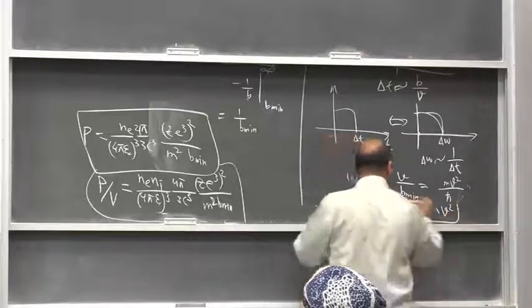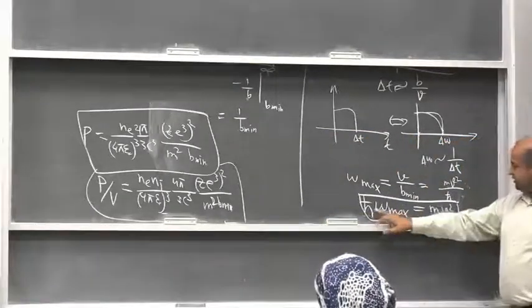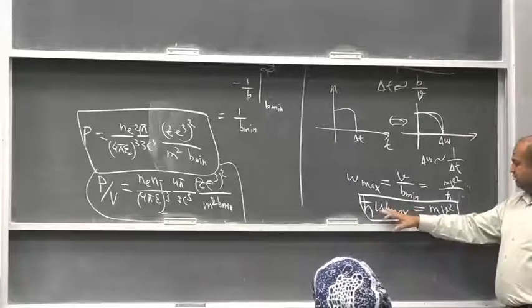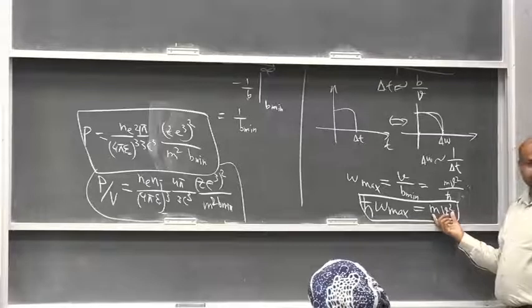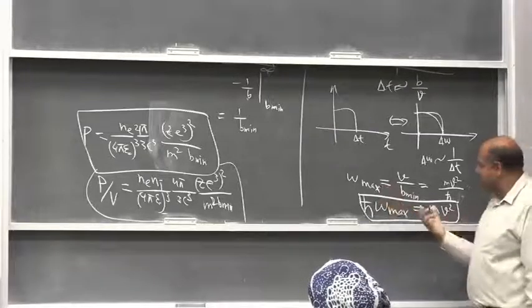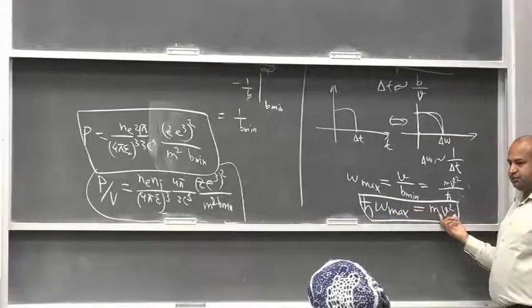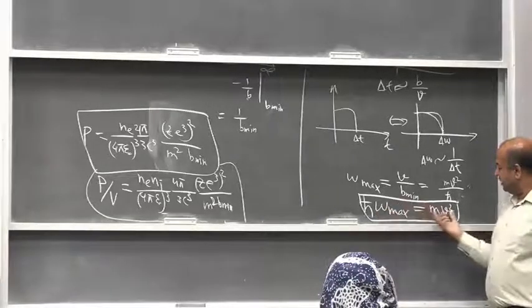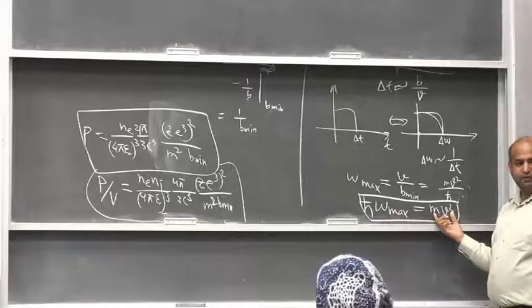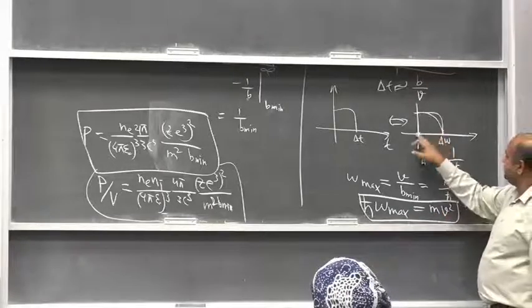mv square. So this is the energy of a photon. So the energy of light that is being emitted cannot be greater than the energy of the particle. The particles are in the kinetic energy half mv square. So roughly the maximum frequency that we would see is of the order of the kinetic energy of the particle. All other frequencies would be smaller than this.